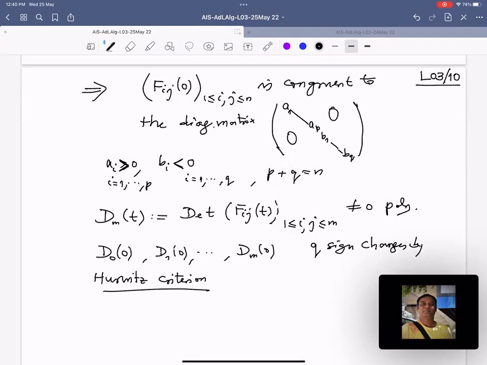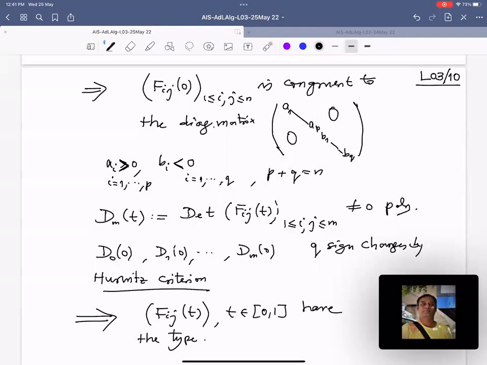Now again, you can subdivide the interval and again do the similar thing, use the Hurwitz criterion, and then you can conclude that these matrices F_ij(t), for all t in 0, 1, have the same type. That is what we wanted to prove actually.